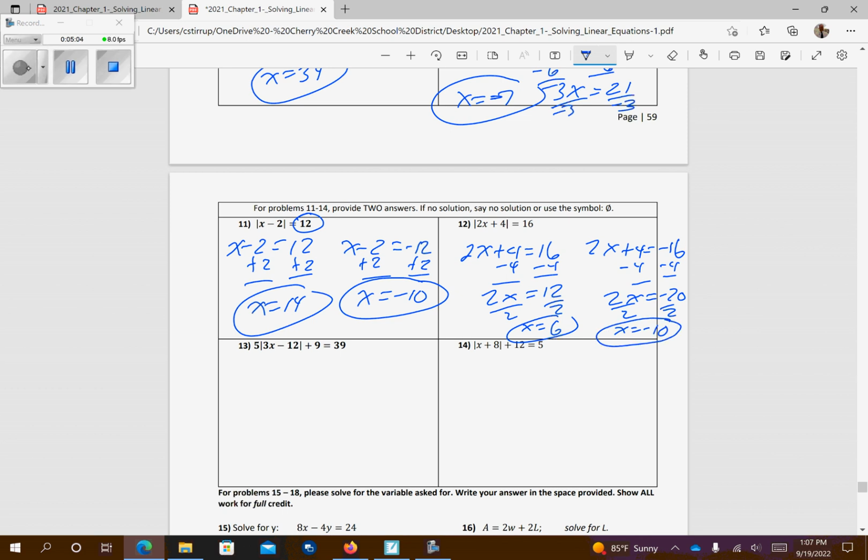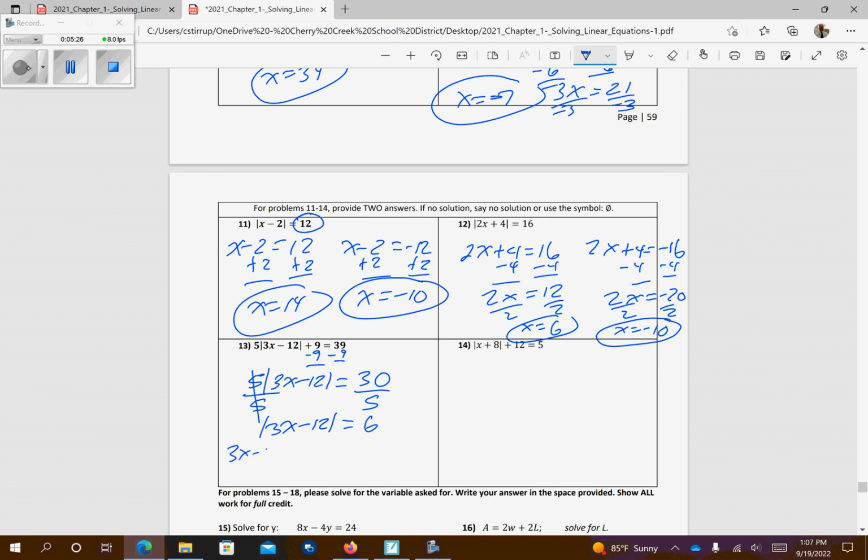Okay, 13. Before we can start working it, we have to get the absolute value alone. So I'm going to subtract 9 from both sides. Do not distribute over the absolute value sign. A lot of times in here it'll be right, but it's going to catch up with you. Divide both sides by 5. So then you get 3x minus 12, absolute value, is equal to 6.